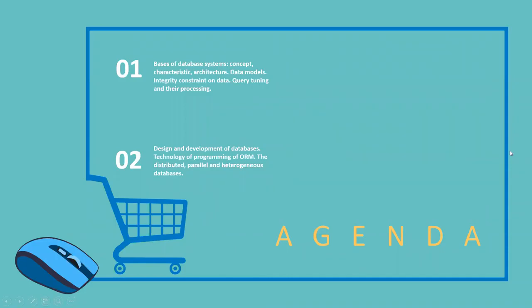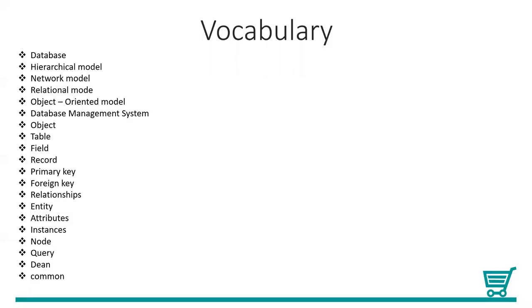Agenda: basics of database systems, their characteristics, architecture, concepts, and so on. Then the second topic would be about the relationships between the database systems. Vocabulary: from this time, I decided that you have to translate it by yourself and then learn it by heart at home.